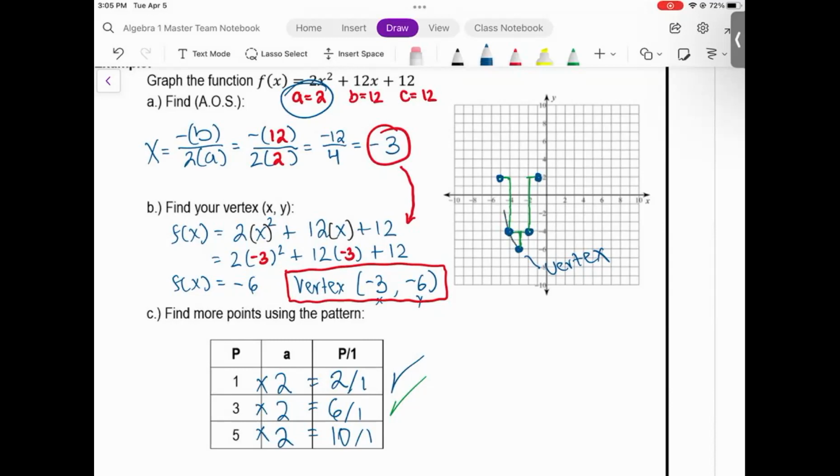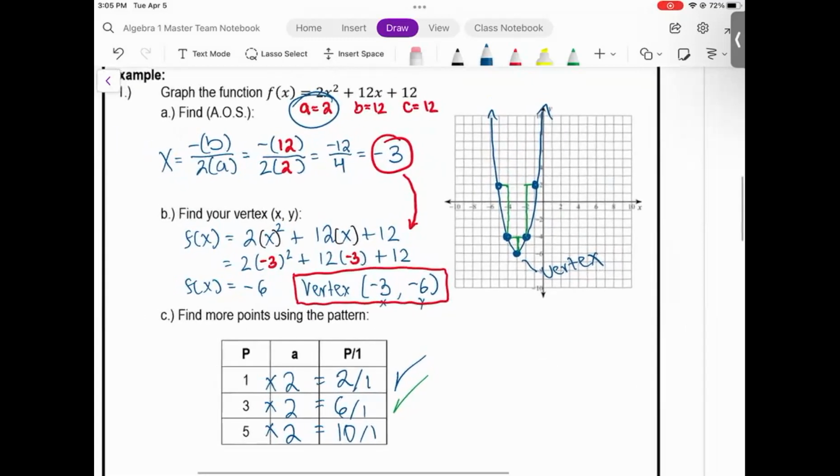So at this point, all we've got to do is connect the dots, and there's your quadratic function. So this is how you're going to be graphing a quadratic function in standard form. And that's what you're going to be focusing on right now.